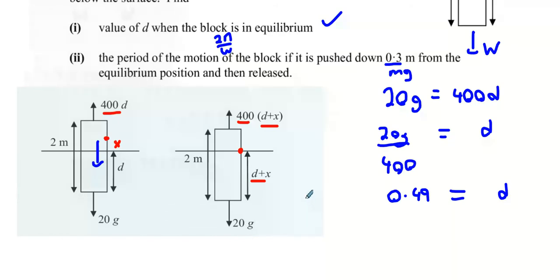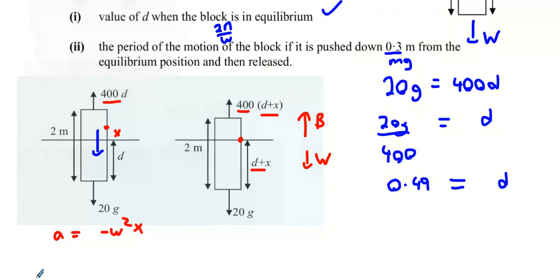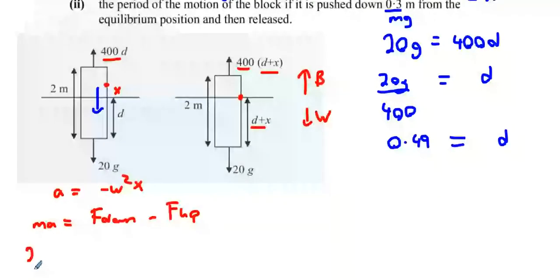Which one is the larger force? The larger force is the buoyancy going upwards, and the smaller force is the weight going downwards. To get a negative value, which is what we're looking for with minus omega squared x, we start with forces. ma, the net force, is force down minus force up. So ma, which is 20a, equals your force down, still 20g, minus your force up, 400 times d plus x.